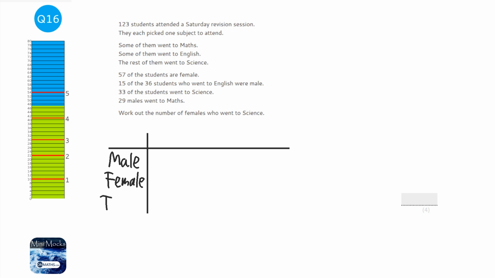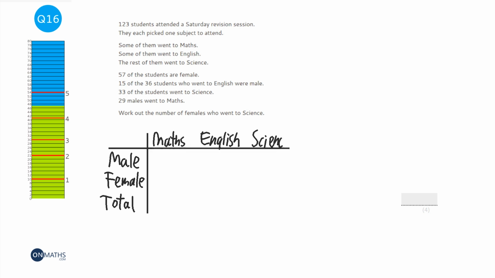We'll add a total column or a total row, and they either do maths, English, science, and again I'll add a total as well. Okay, so I can add some lines in as well. In fact, let's do a different colour to make it a bit clearer.